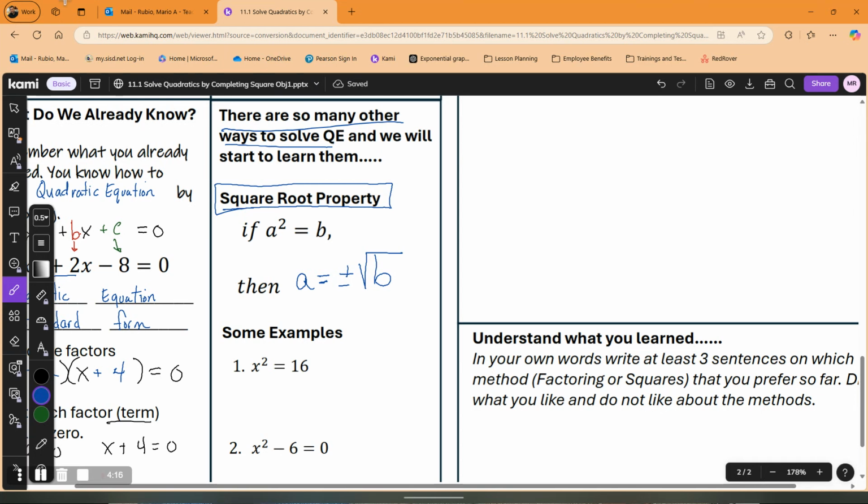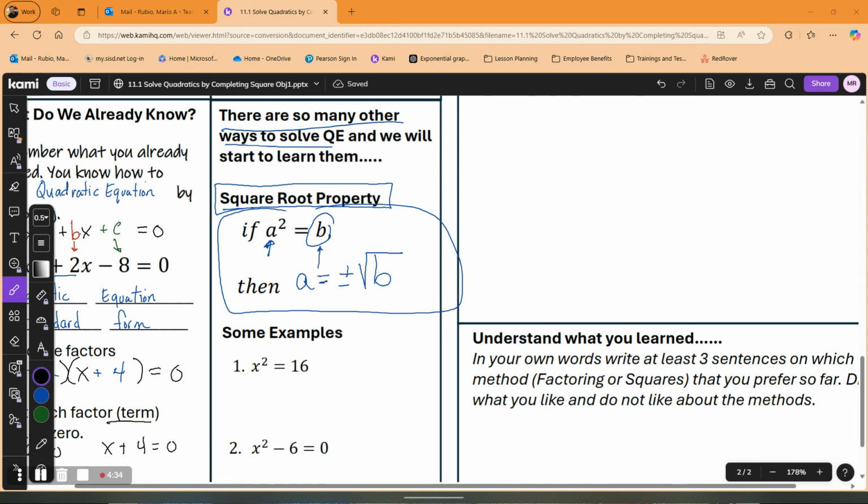So what that says is whatever number or variable is here, and it equals something here, you can automatically write that it's going to equal plus or minus the square root of this number. Let's see what that looks like with some actual examples. But this is the actual square root property.